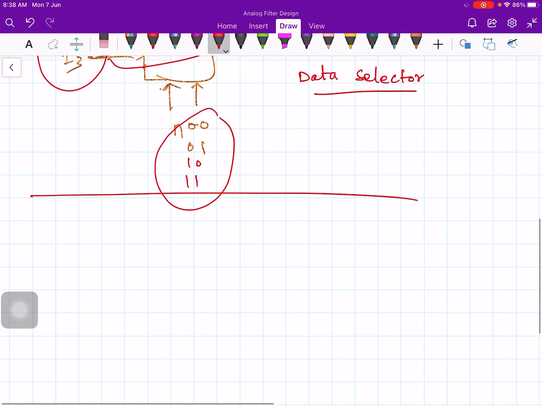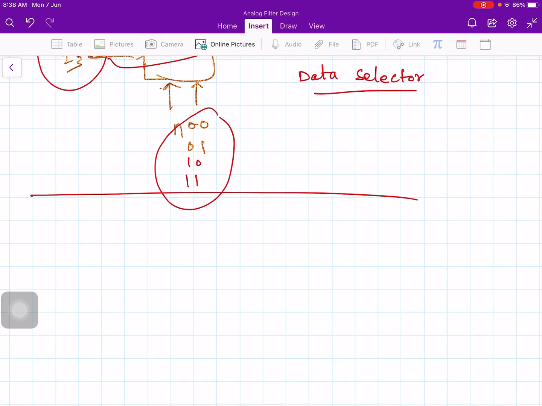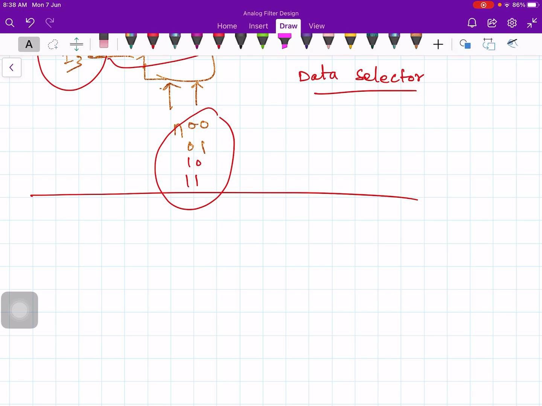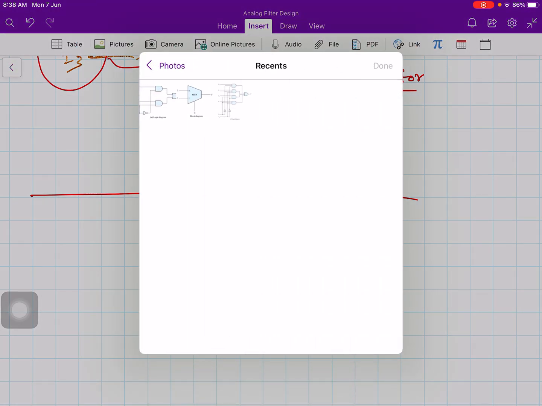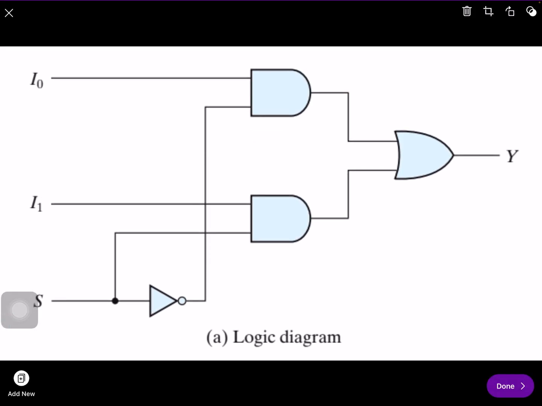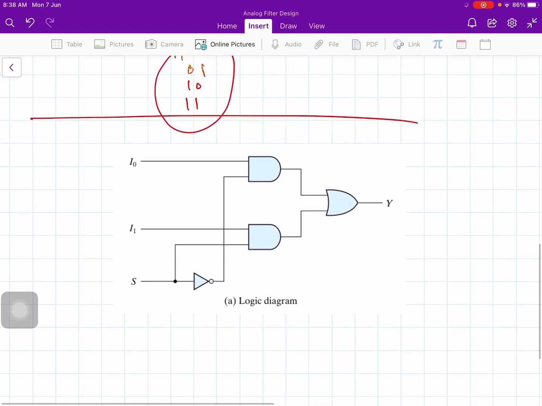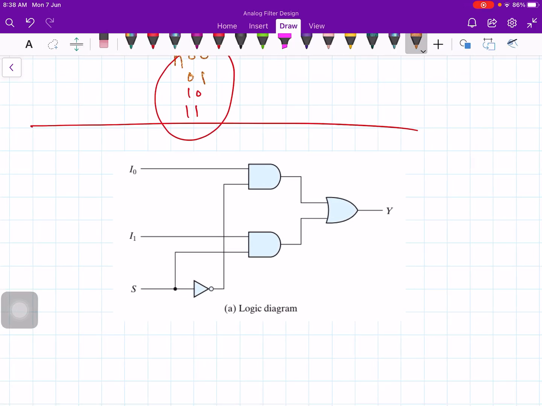Now let us take a 2 to 1 line multiplexer in order to explain the concept. So this is my logic diagram of the 2 to 1 line multiplexer. I have 2 inputs, I0 and I1.